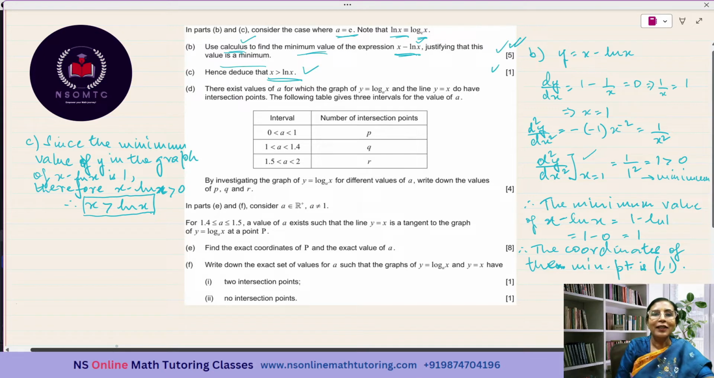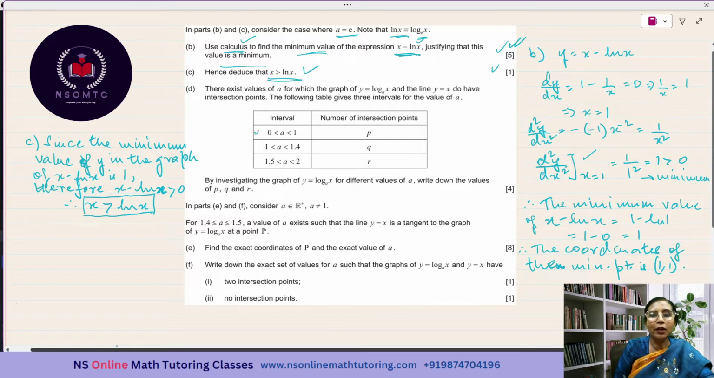Subpart D. There exist values of a for which the graph of y equals log of x to the base a and the line y equals x do have intersection points, because in subpart A we have seen the y equals x line and the graphs of log of x to the base 2 or log of x to the base 10. They did not have any intersection points. But they are saying that for some values of a, they do have intersection points.